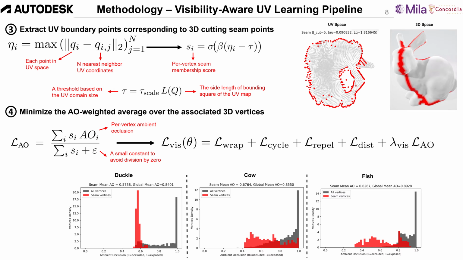For each vertex, we look at its neighbors in 3D space and compare how far apart they end up in the UV space. If two points are close in the 3D space, but far apart in the UV space, that means a cut happened between them. So we mark those as seam points. Finally, we use the ambient occlusion values we computed earlier to define a loss that pushes these seam points toward more hidden regions. We combine this with the standard geometric losses and train everything together.